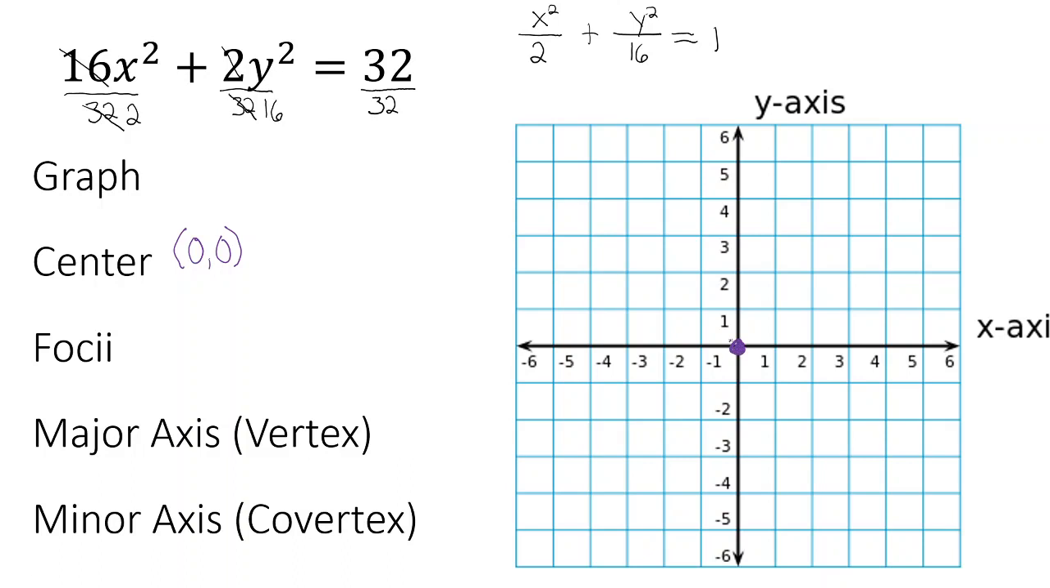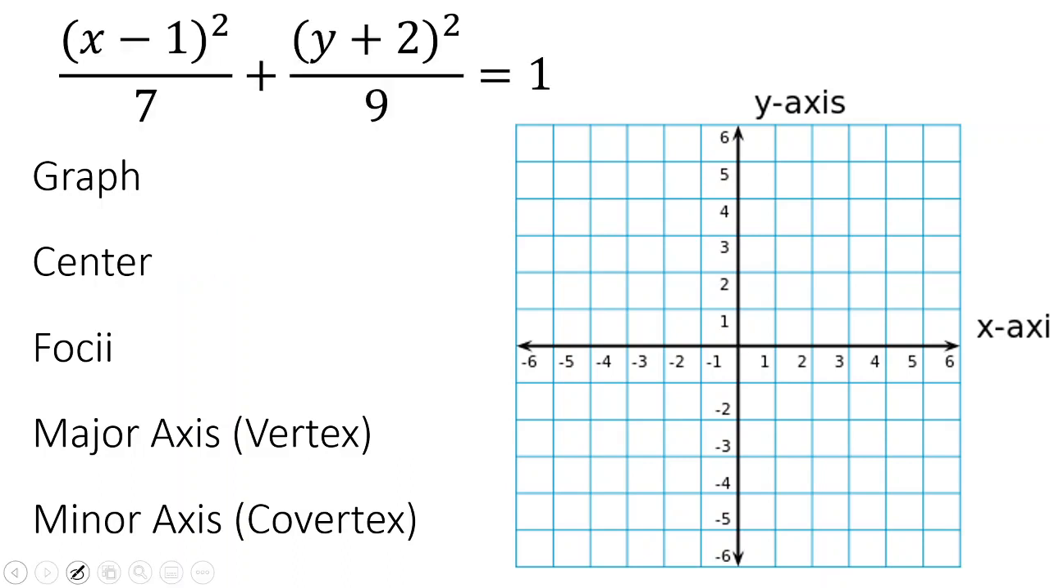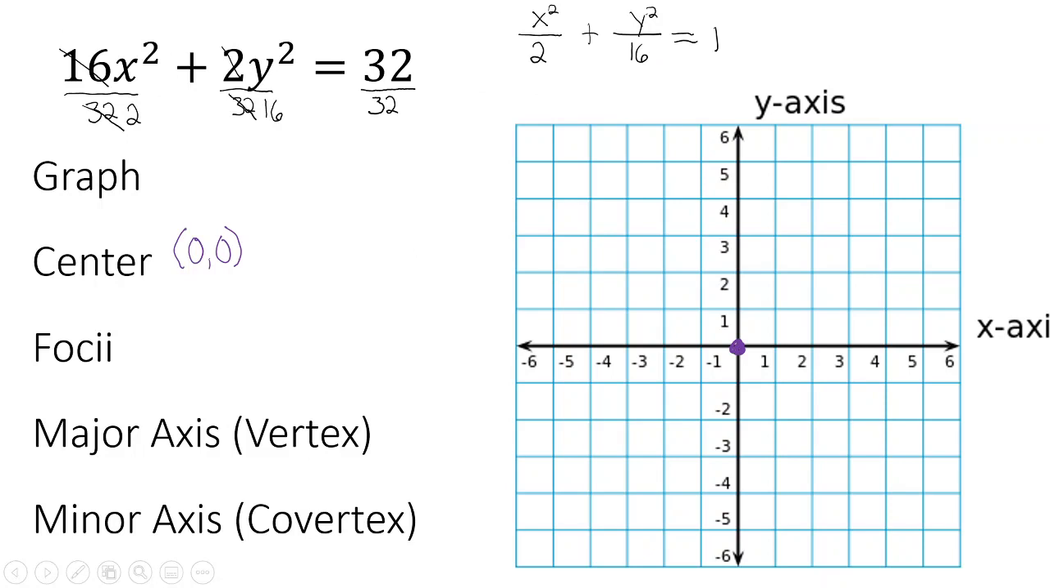It does move around. You'll see the next one, it's going to move around. I just wanted to check. Now we're going to say which one's the major and which one's the minor. This time, a squared, the major, is under y. And b squared, the minor, is under x.